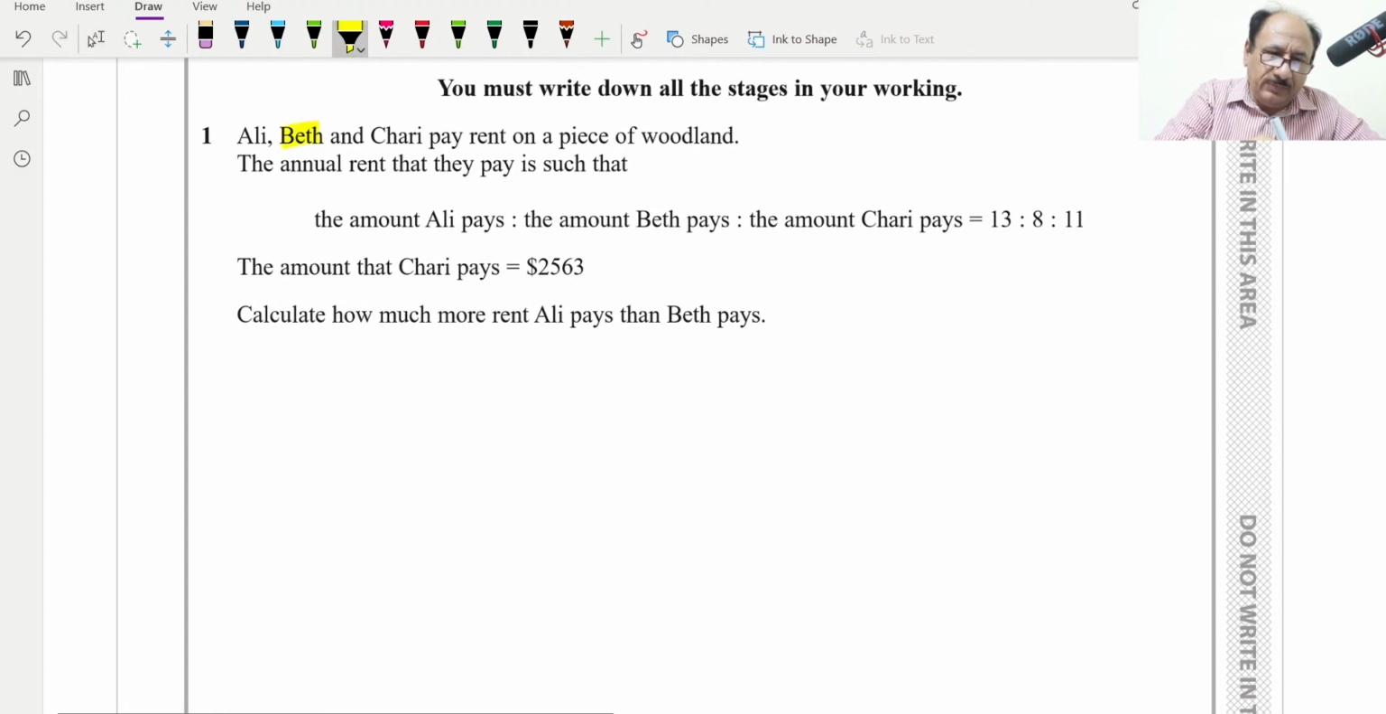These three people pay rent on a piece of woodland. The annual rent that they pay is such that their ratios are provided over here, and the amount that this person pays is this much. So calculate how much more rent Ali pays than Beth.